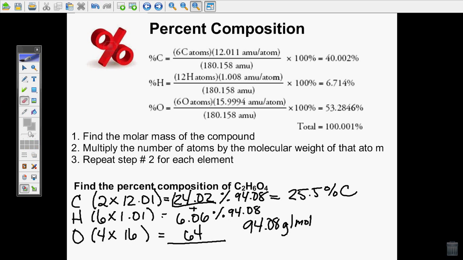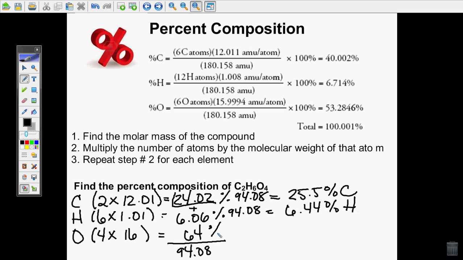Then 6.06 divided by 94.08 times 100 gives me 6.44% hydrogen, and then 64 divided by 94.08, times 100, gives me 68% oxygen. And that's it.